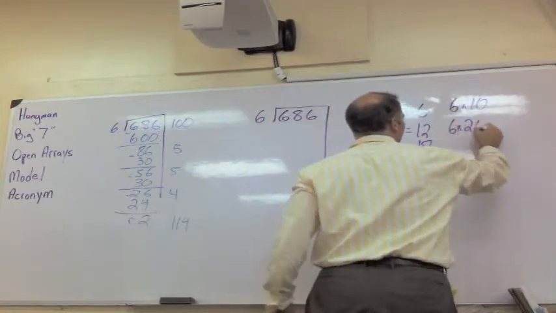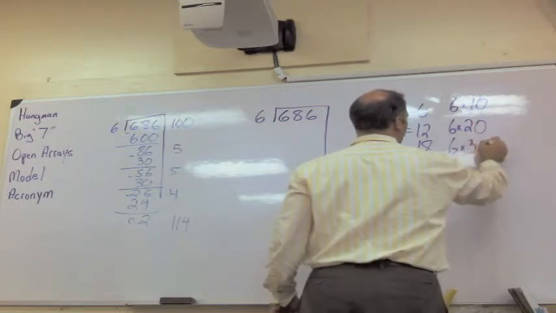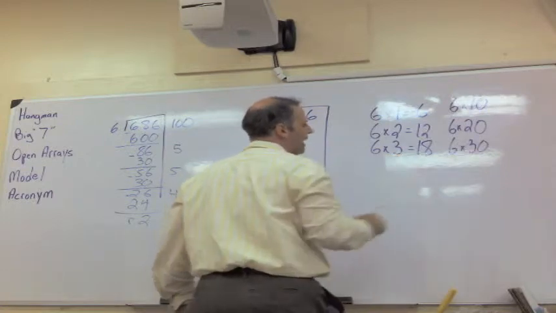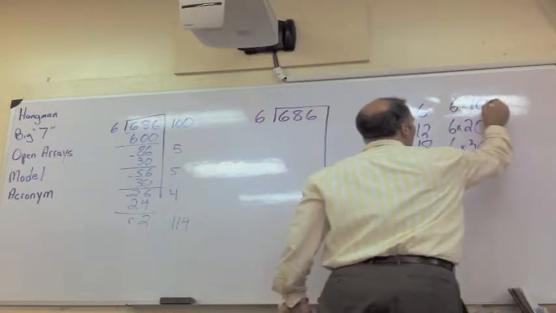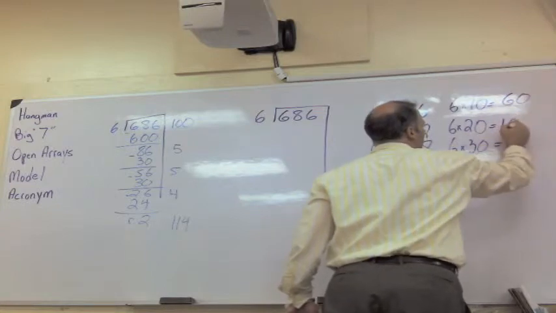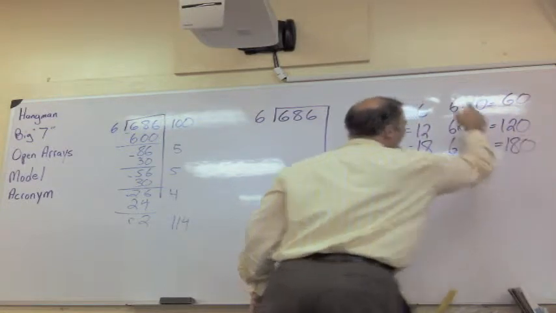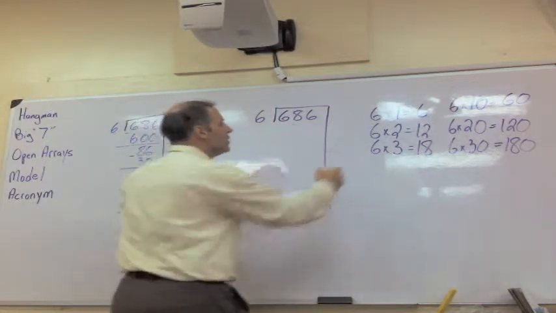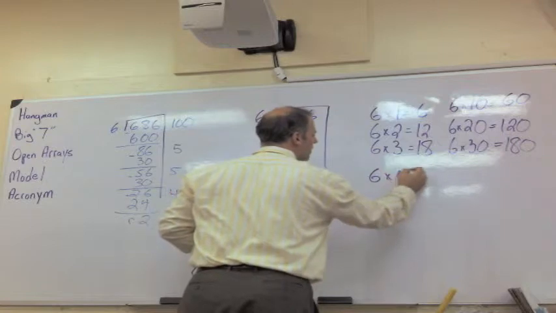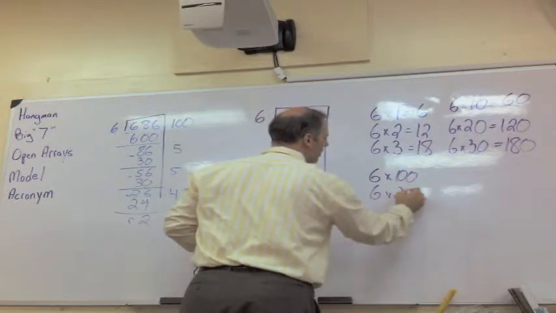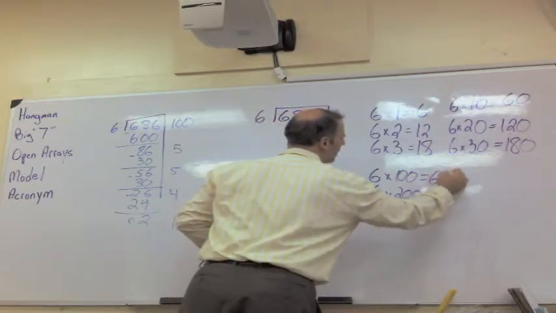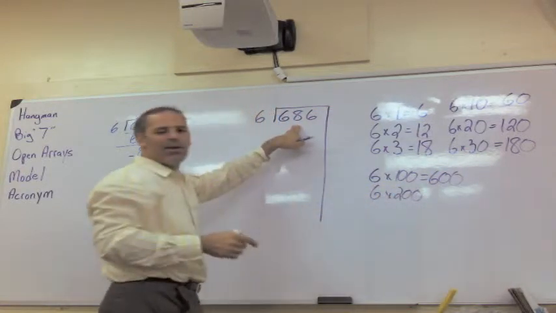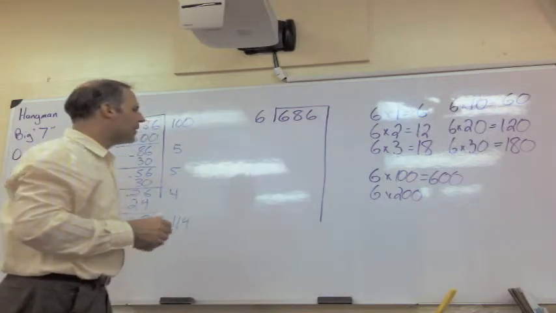6 times 20, 6 times 30. They might even see this relationship, 6 times 3. We're annexing a 0. And then we start putting our products. Again, just the first 3 might be enough. Large dividends. So I might go on to my hundreds. 6 times 100, 6 times 200. And once we start to do this, I might even stop here because we know, wow, any more, I'm going to go way over our dividend. So I might stop right there.